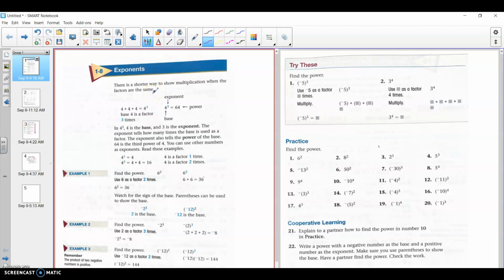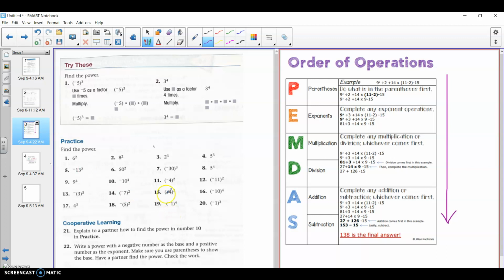All right, today's lesson is Exponents, Chapter 1, Section 8. We use this in middle school quite a bit, so I think this is just a refresher for the majority of our students. And just as a reminder, for today's work, you do not have any parentheses, you don't have any multiplication, division, or addition, subtraction.